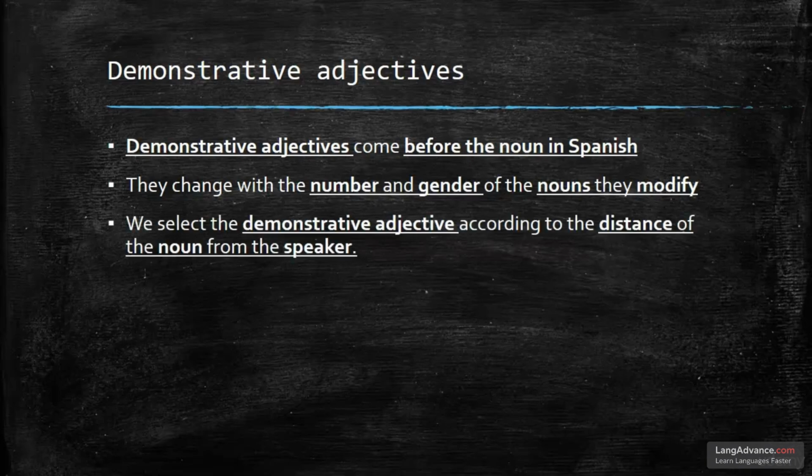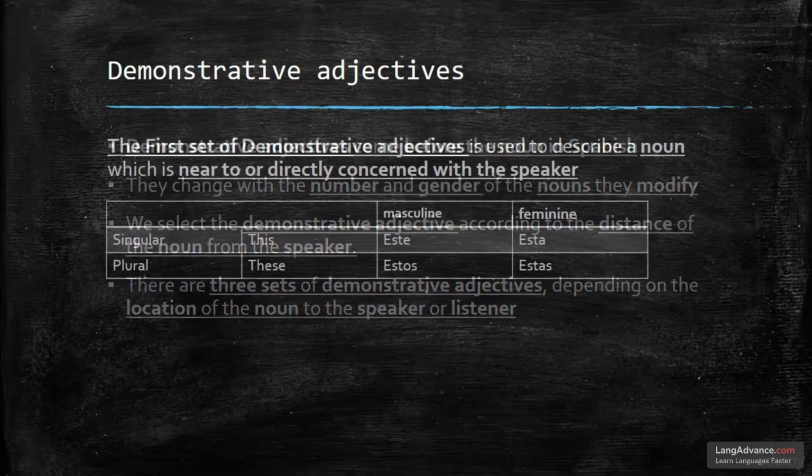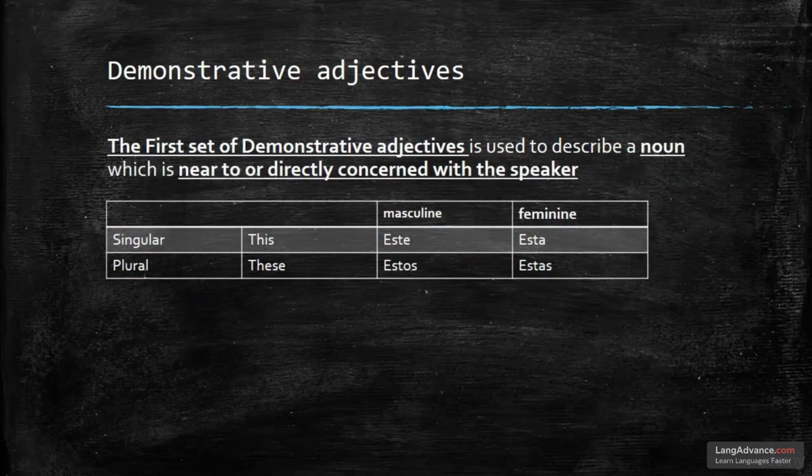In Spanish, you select a demonstrative adjective according to the distance of the noun from the speaker. Spanish has 3 sets of demonstrative adjectives, depending on the location of the noun to the speaker or listener. The first set of demonstrative adjectives is used to describe a noun which is near to or directly concerned with the speaker. The demonstrative adjective this has 2 forms in Spanish. This translates to este, with masculine subjects, and esta with feminine subjects.